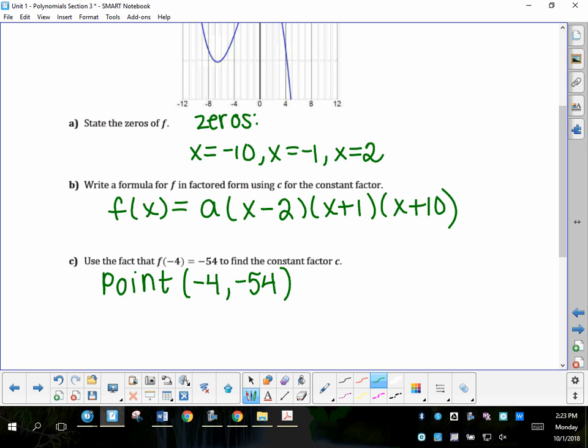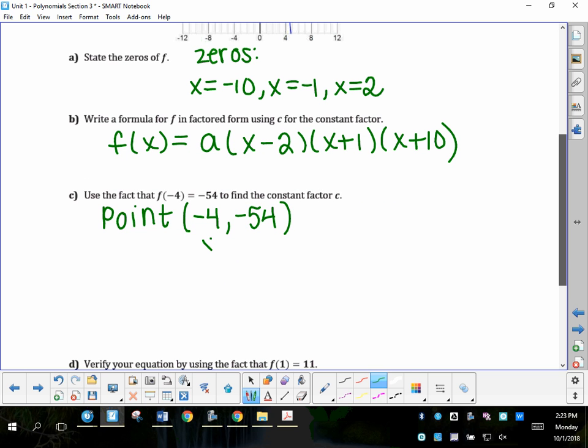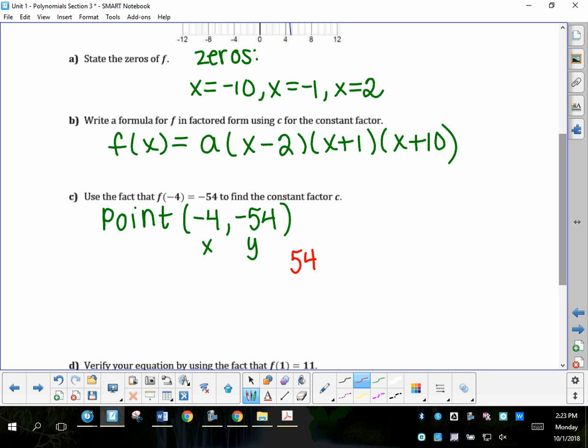How can you use that to solve for the A? Well, this is an x value, and that's a y value. So instead of being f of x or y equals, this would be 54 equals A times -4 minus 2, -4 plus 1, and -4 plus 10. Can you multiply these numbers together? Multiply all that together. Tell me what you get on that side, please. I don't have a calculator.